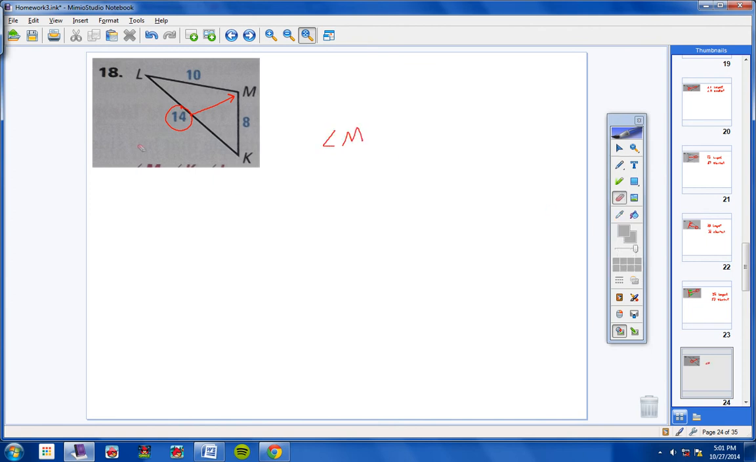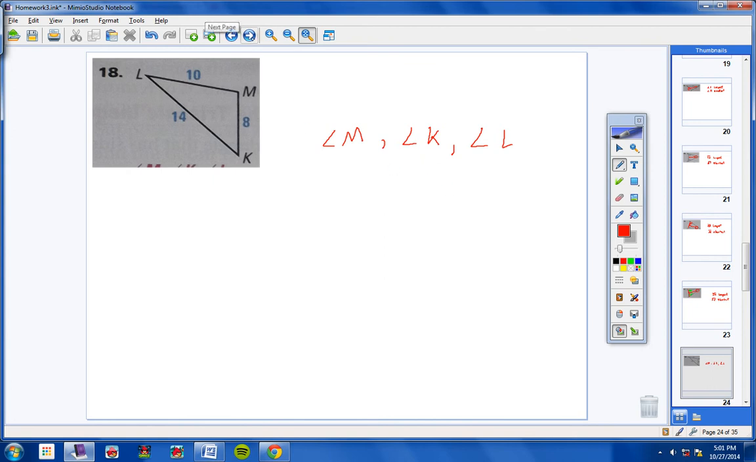Okay, and then the next longest side would be 10. So the angle across from that would be K. So angle K is the next largest angle, and then the only angle left is angle L. That would be the smallest angle. So there we go. We listed out our angles from the largest down to the smallest.